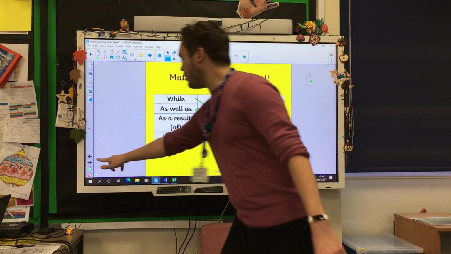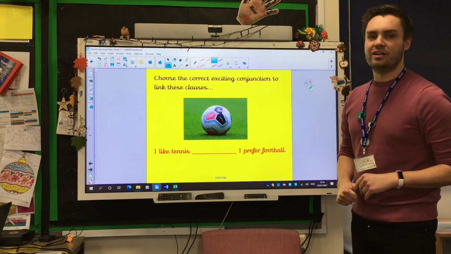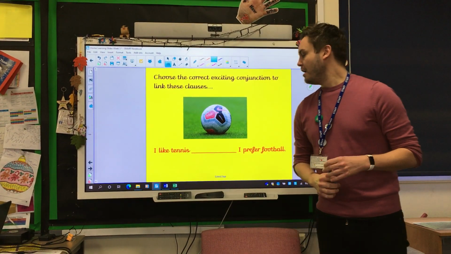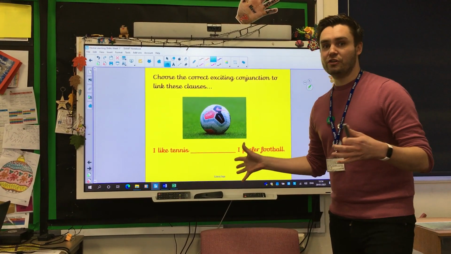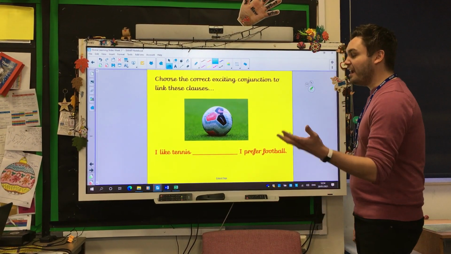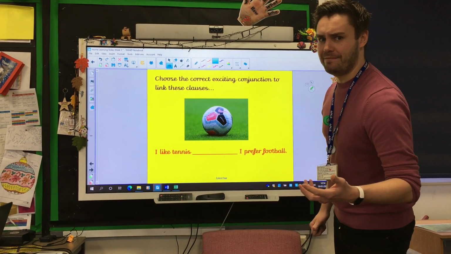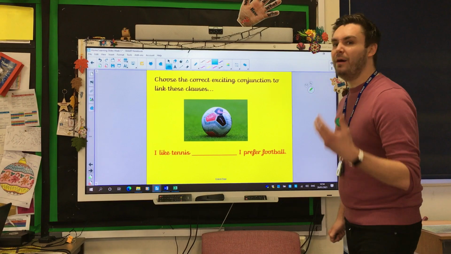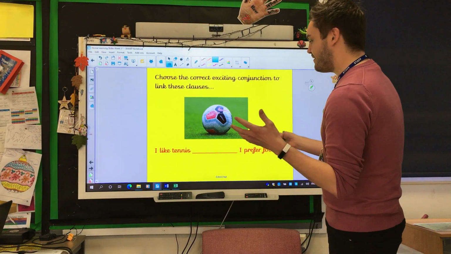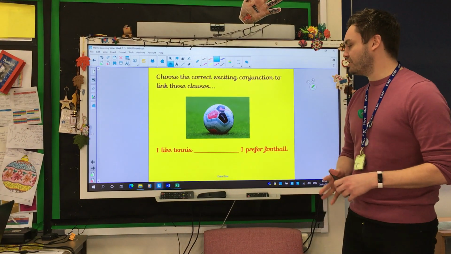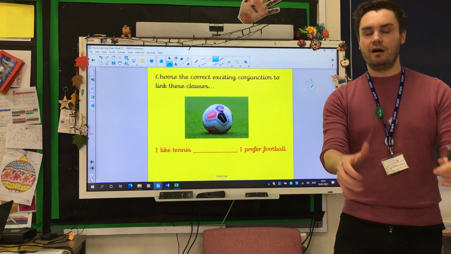Right, with that in mind, year 4, let's choose the correct exciting conjunction to link these 2 clauses. I like tennis. I prefer football. If you're not sure, think which one's going to work best. I like tennis when I prefer football. I like tennis and I prefer football. I like tennis but I prefer football. I like tennis because I prefer football. If you know that, you can then start thinking to yourself which conjunction is going to be good to place in there. Pause the video, write it down. I'll see you in a moment.